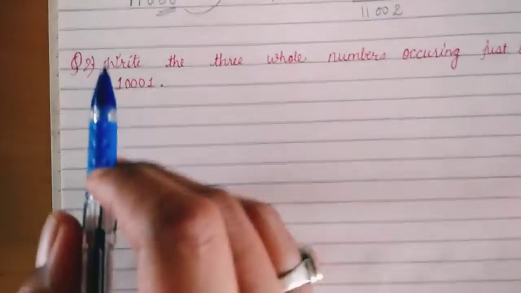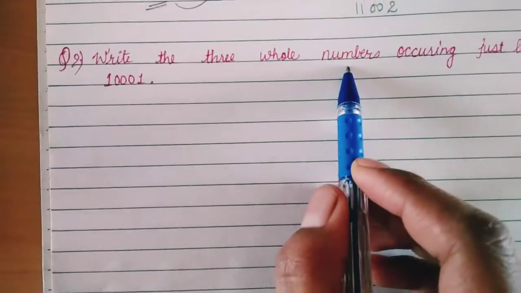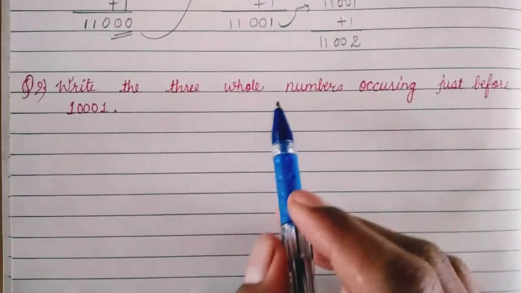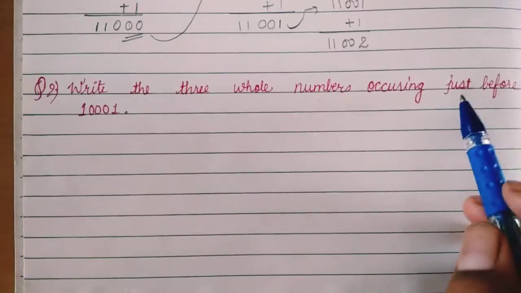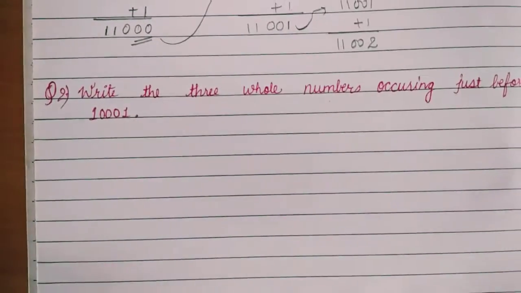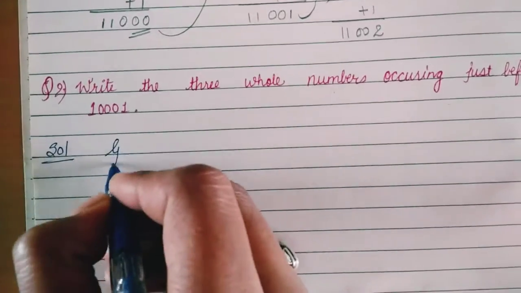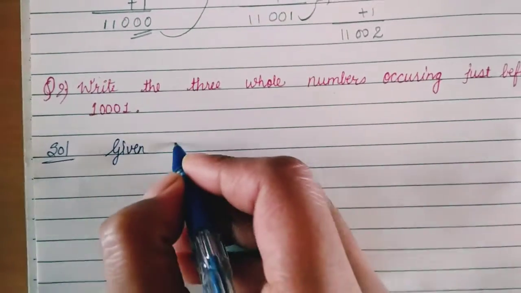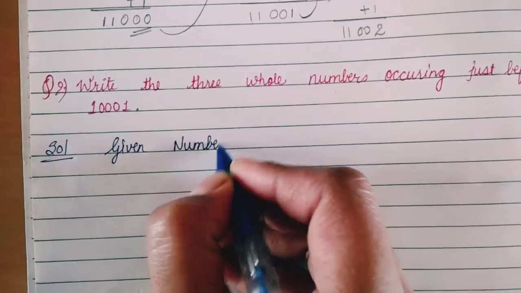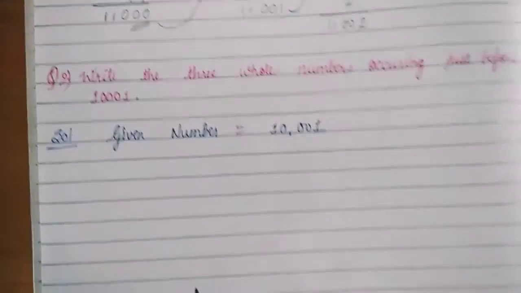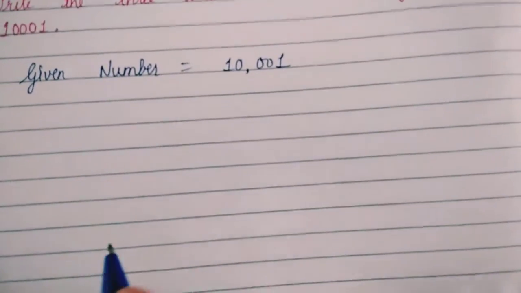Question number 2 is: write the three whole numbers occurring just before 10,001. What the question says is that we have to identify three whole numbers just before 10,001. The number given by the question is 10,001, and we are identifying its before numbers.